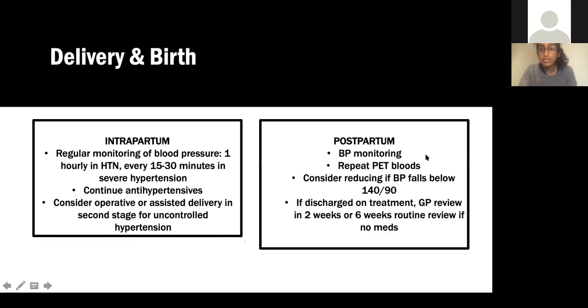And postpartum, again, you want to repeat their PET bloods. Consider reducing the blood pressure medication if the blood pressure falls below 140 over 90. If these women are discharged on treatment, the GP basically reviews them in 6 weeks. If they're not discharged on any treatment, if the blood pressure completely normalizes, then basically GP reviews them in 6 weeks' time. And then they can decide to restart the medication or not to give them any medication anymore. Yeah, so it's really important postpartum to keep these women in, check their blood pressure, repeat their PET bloods, make sure that the bloods have normalized postpartum.